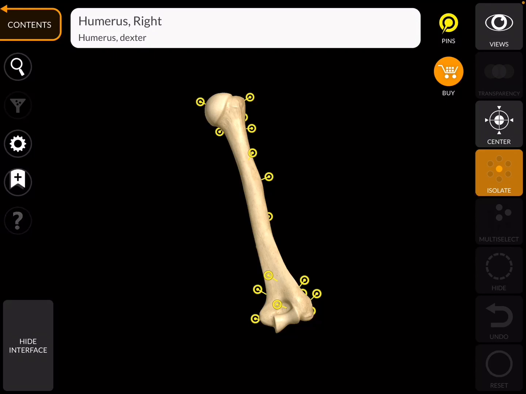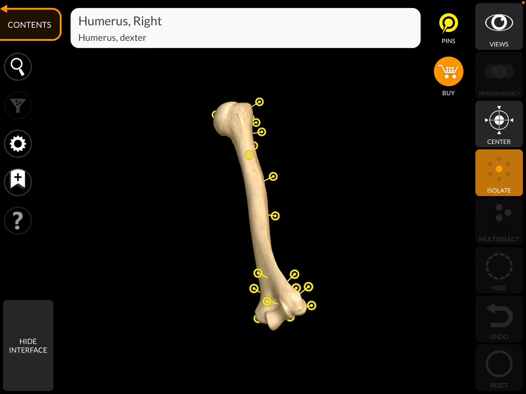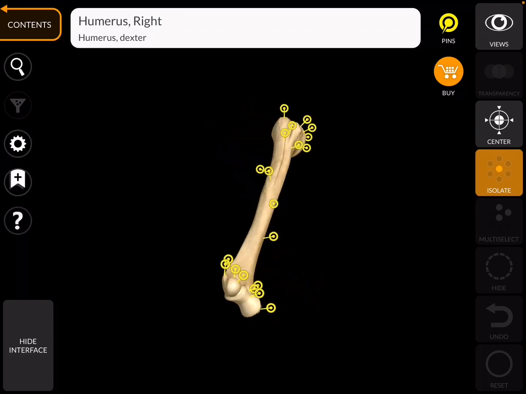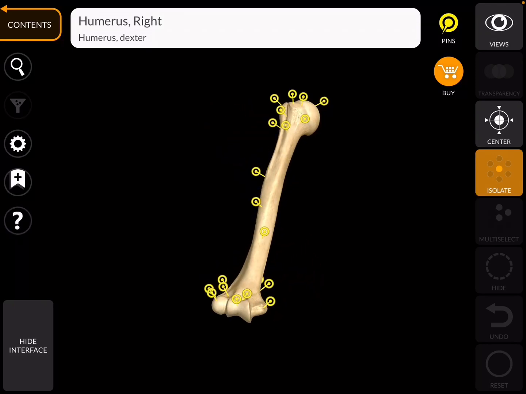So the humerus is also one of the most interesting bones that we are going to see. So let me just put it this way: the humerus. So this is our humerus. Our humerus is a long bone. Typically, it has got a head, neck, and the body, or the shaft.